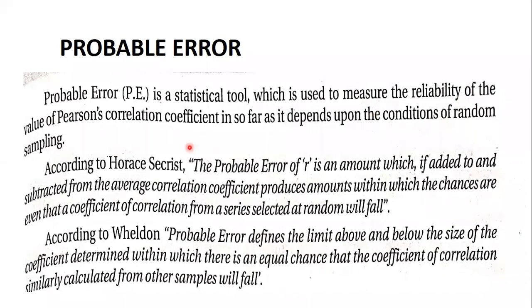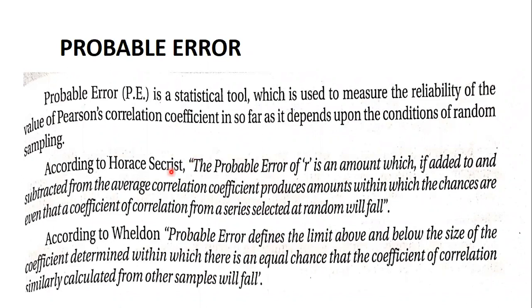So this will help us to understand the reliability of Pearson's correlation coefficient insofar as it depends upon conditions of random sampling, which means we are going to randomly take a sample from the data given to us. Let's say, for example, they have given us the age and the height. So we are going to randomly take a different sample from the data, and we will calculate this probable error, and see the difference later. So let's see a few definitions before we get into the technicalities of probable error and the problems.